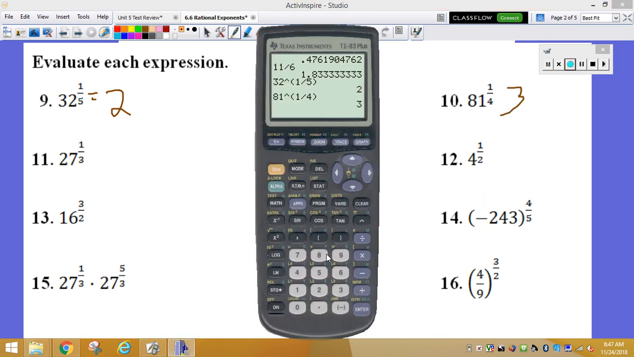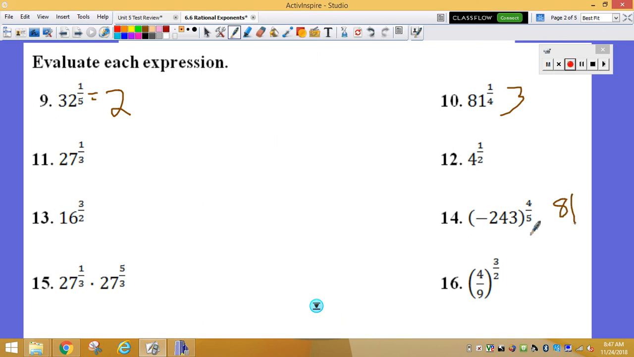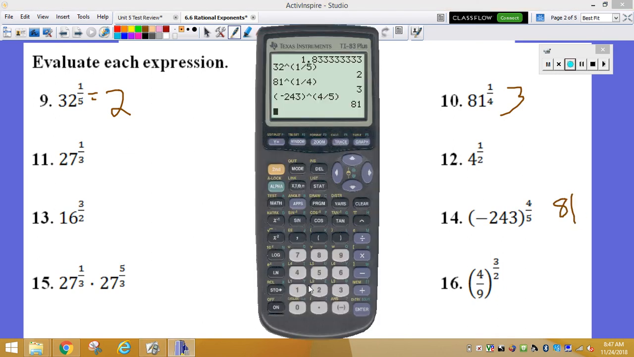Let's skip down. Let's do 14. So it starts with a parentheses. It's negative 243. Close your parentheses. And it's raised to the, and in parentheses I'm going to put 4/5. So that answer is 81. None of these are really too difficult. Let me show you 15. So 15 would be 27 raised to the 1/3 times 27 raised to the 5/3. That gives 729. So I think you can type them all in. None of them are too difficult, especially on your worksheet. You should be fine with evaluating them.